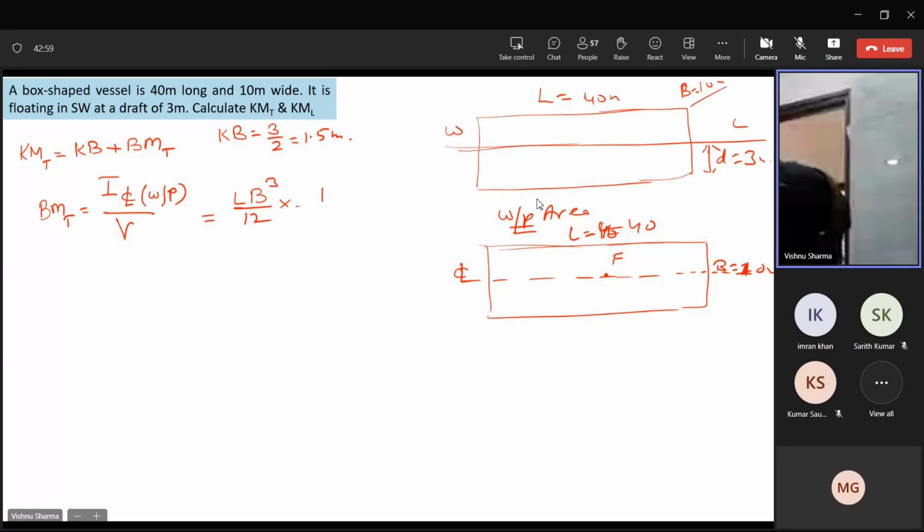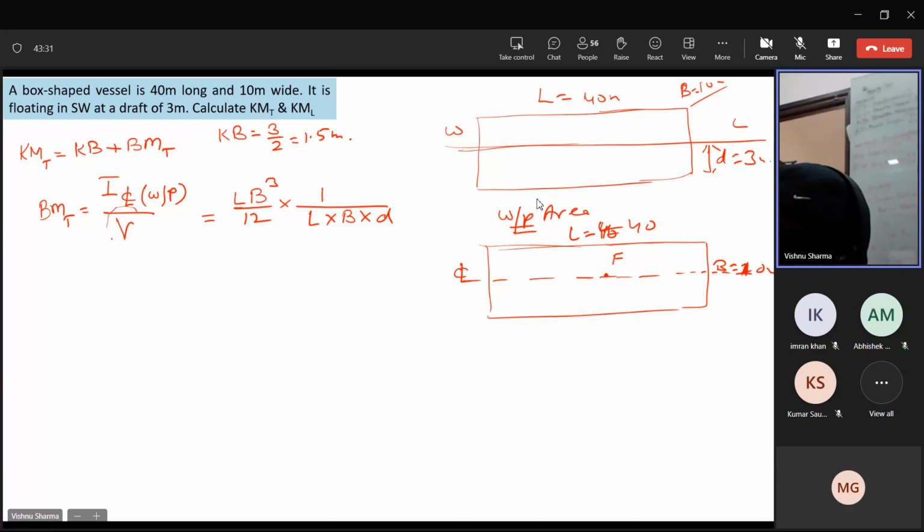And guys, look at the upper diagram. What is the volume of displacement? What is the volume that is displacing water to support the ship's weight? 40 into 10 into 3. L into B into D. Yes or no? That's correct, beta. 40 is length, 10 is breadth, and 3 is the draft. LBD. Yes or no?